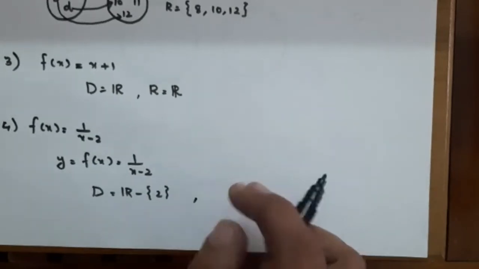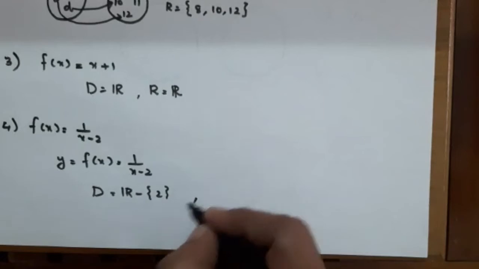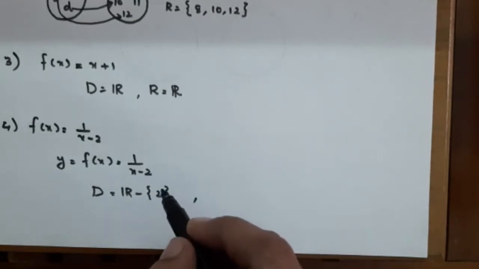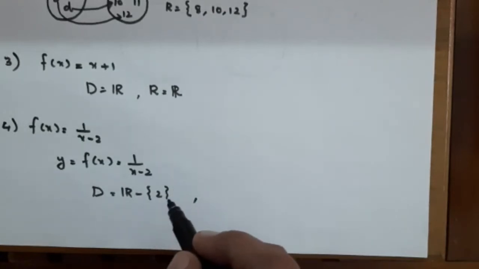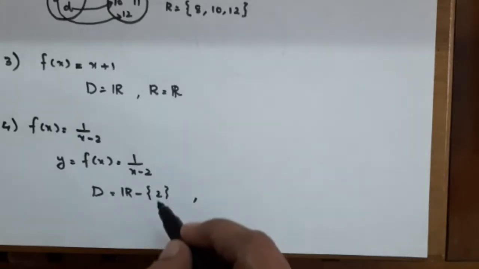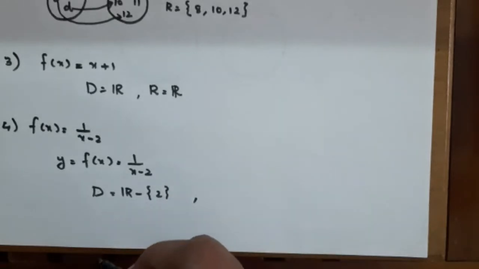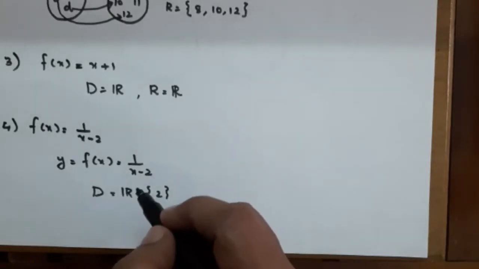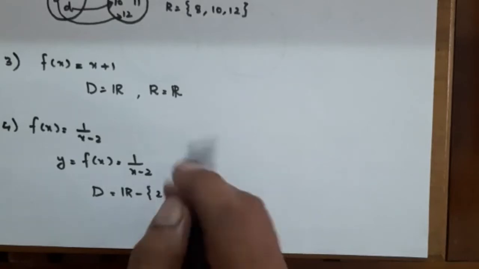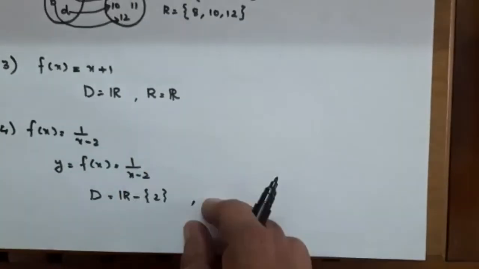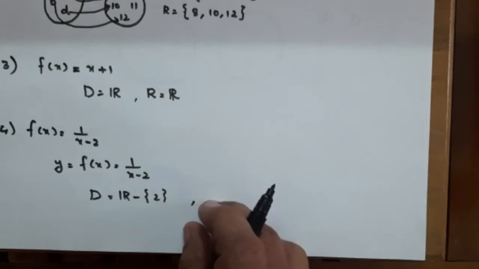Now, let us think about the range of this function. What about the range? Range means it is a set of all images or set of all answers. The form of the answer is 1 by x minus 2, which is a rational function. What do we mean by rational function? Rational function means it is a function of the form p of x by q of x, where q of x not equal to 0.